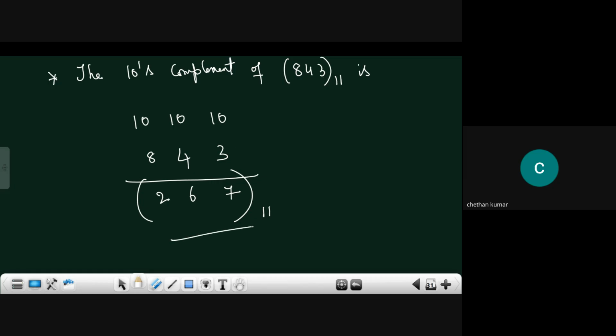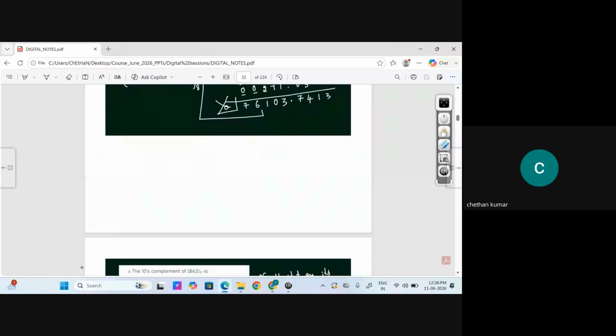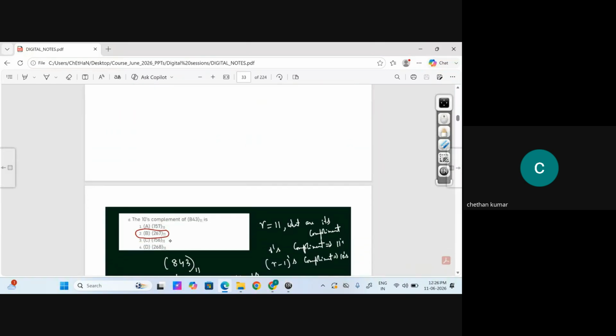What is the answer to this question? It is nothing but 267. The answer is 267 with the base of 11.